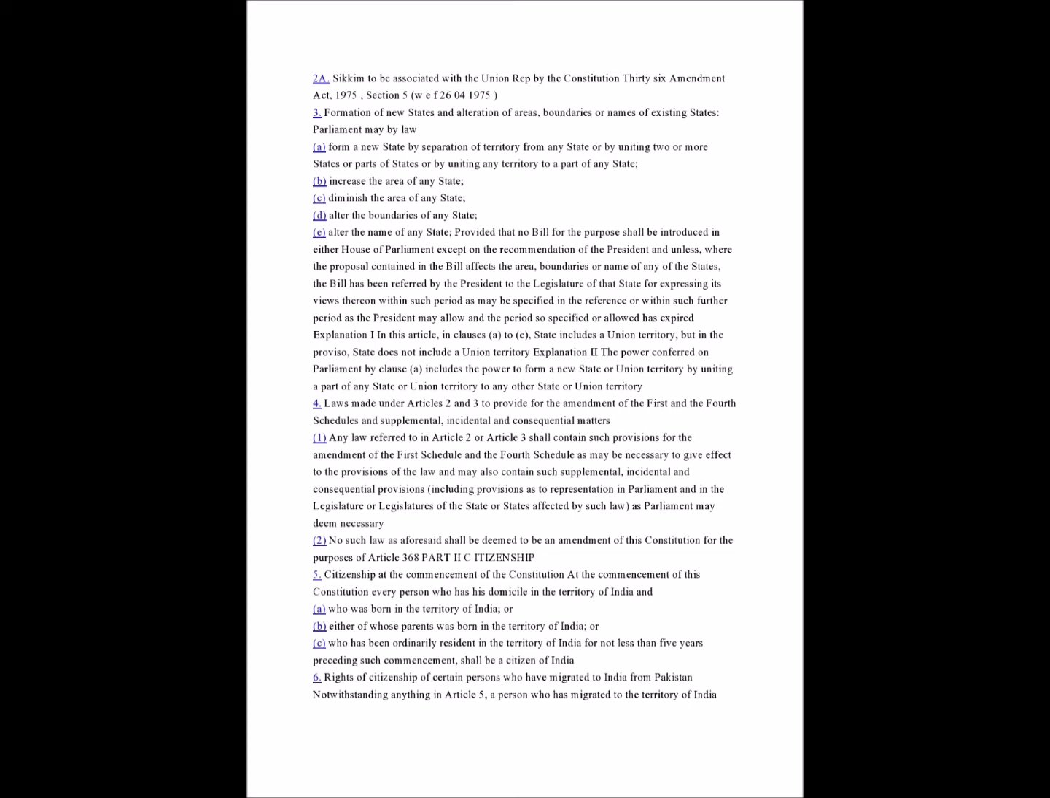4. Laws made under Articles 2 and 3 to provide for the amendment of the First and the Fourth Schedules and supplemental, incidental and consequential matters. 1. Any law referred to in Article 2 or Article 3 shall contain such provisions for the amendment of the First Schedule and the Fourth Schedule as may be necessary to give effect to the provisions of the law, and may also contain such supplemental, incidental and consequential provisions, including provisions as to representation in Parliament and in the legislature or legislatures of the state or states affected by such law, as Parliament may deem necessary.